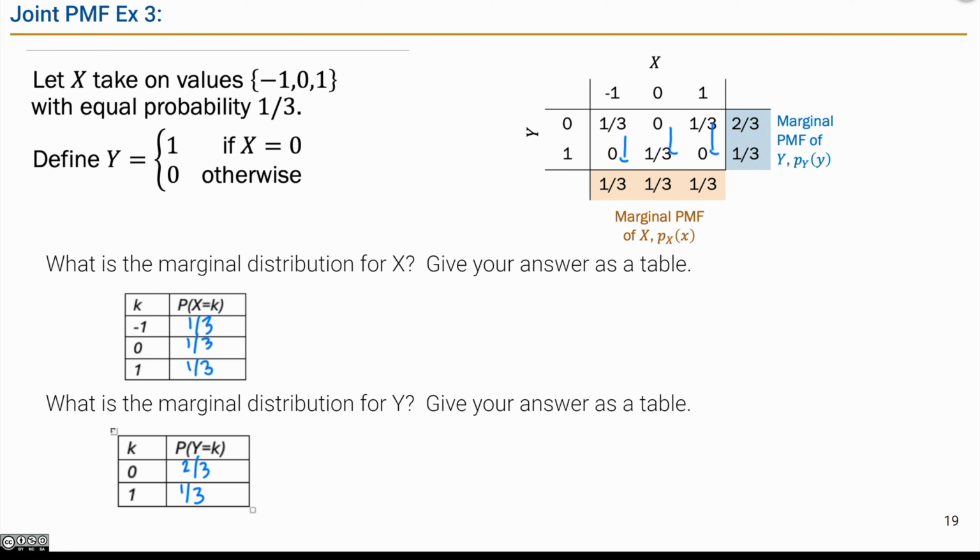And I can also picture these if I want visually. So here I have my scatter plot, but then I've actually shown a histogram of these marginal distributions on either side of the scatter plot. So you can see here's my uniform one for X, and then here's the 1/3, 2/3 for Y.